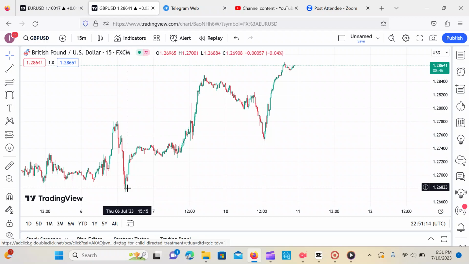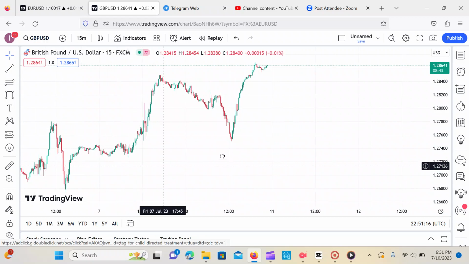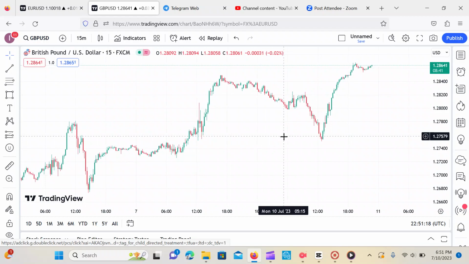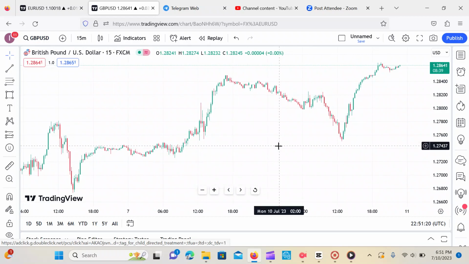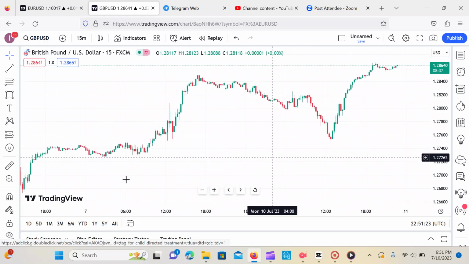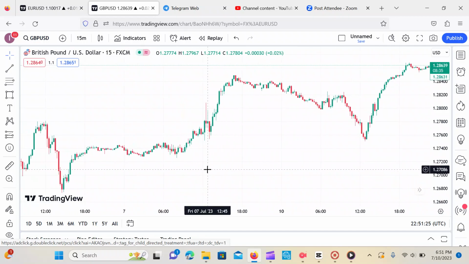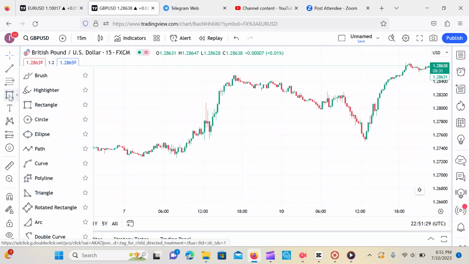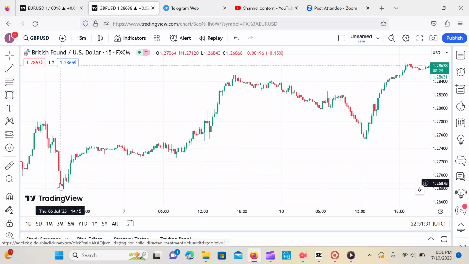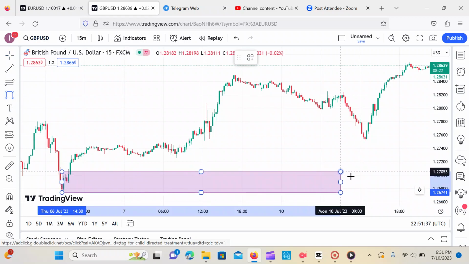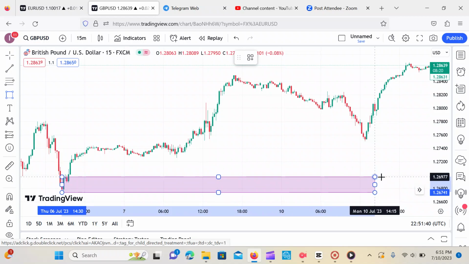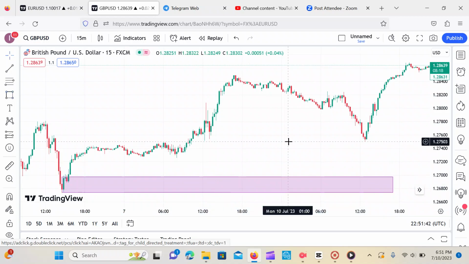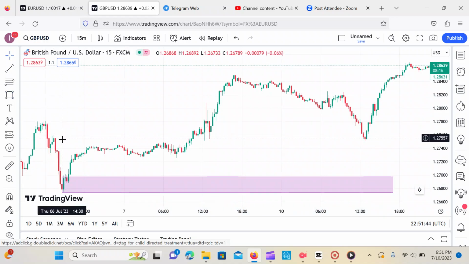Price left this area, which is, I mean, a demand zone. Price left this demand zone. Okay, this demand zone, you mark it. I'm going to mark this place together as a demand zone. Later in the future, when price comes back to that area, you will see what will happen.